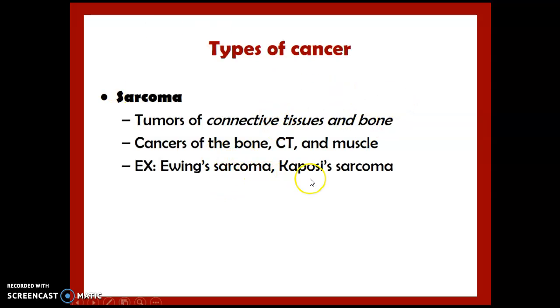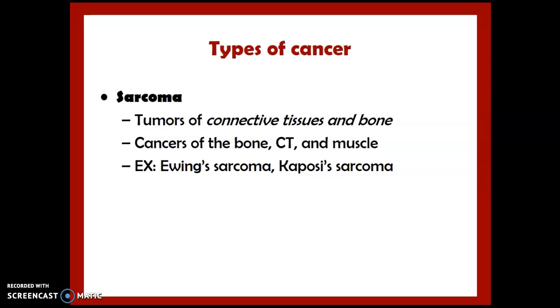Some examples of sarcomas are Ewing sarcoma, which is a bone cancer that develops often in young people and children, and it's a tumor of the skeleton, of the bones, because remember, bone is a type of connective tissue.